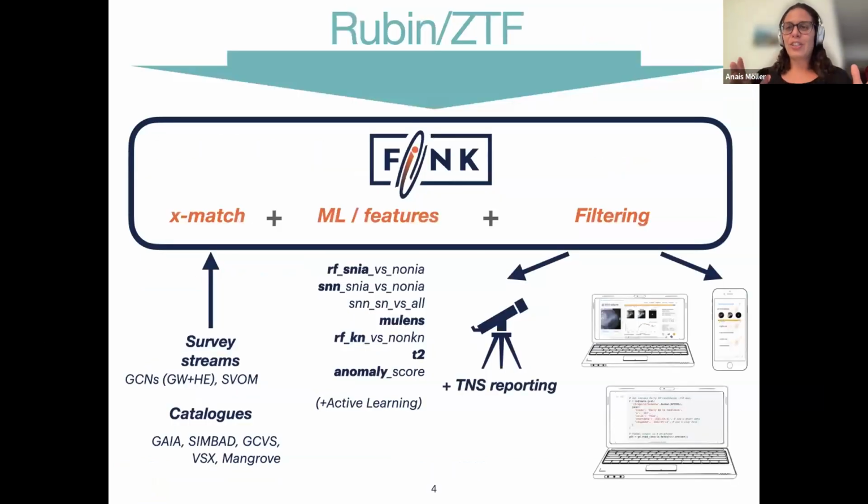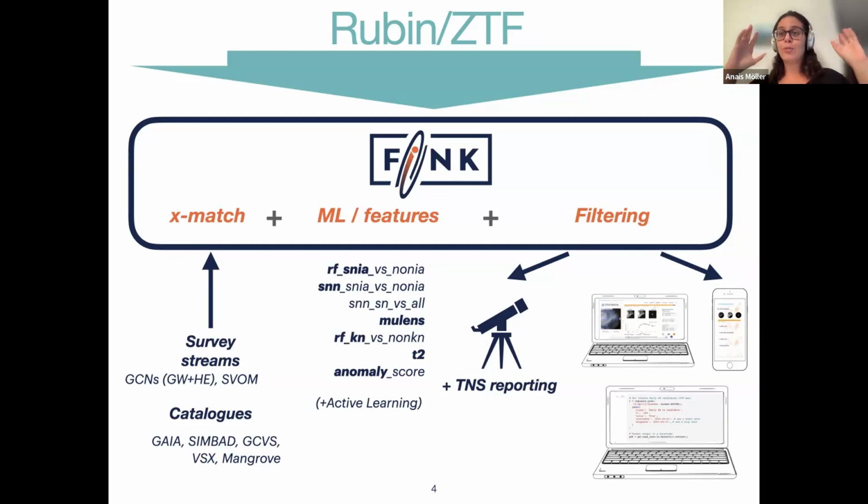Now, in a nutshell, what Fink does is ingest all the alerts. It does cross-matching with catalogs like SIMBAD and Mangrove, but also with survey streams like GCNs, especially for gravitational waves, neutrinos, and SVOM. Then we have a lot of machine learning features as well, like the random forest classifier for supernovae, which was mentioned today in the session. That was a classifier that I created. And we have several modules depending on the target. We have anomaly searches, and we're working with active learning as well to improve these classifiers.